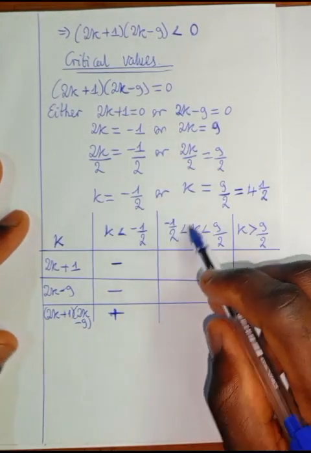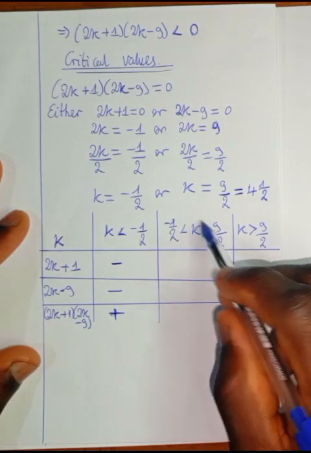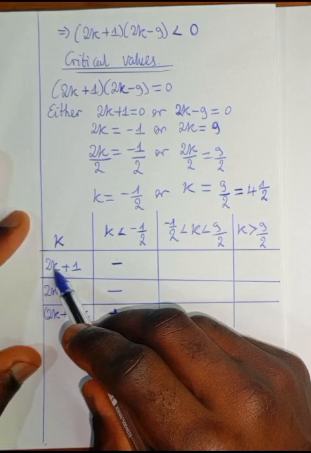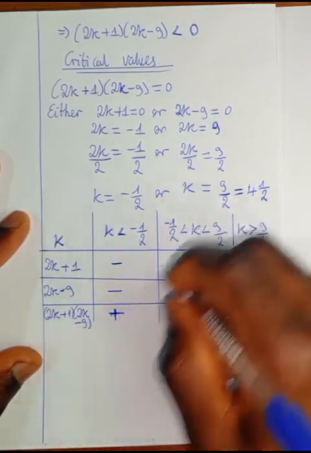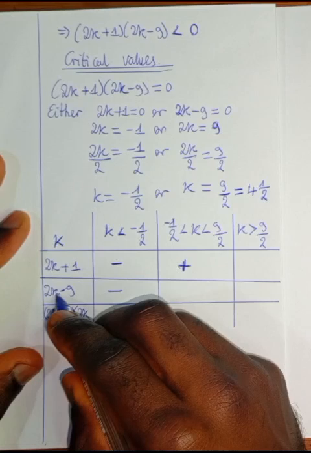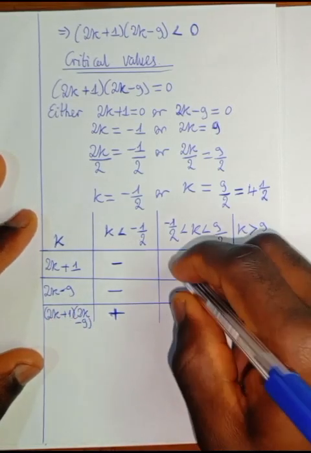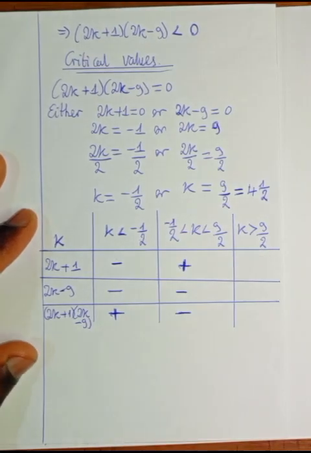The next, negative half is less than k, k is less than 9/2. In this range we can take 0. 2 times 0 is 0 plus 1 is 1, the sign is positive. 2 times 0 is 0 minus 9 is negative 9, the sign is negative. Take the product, positive times negative, the sign will be negative.